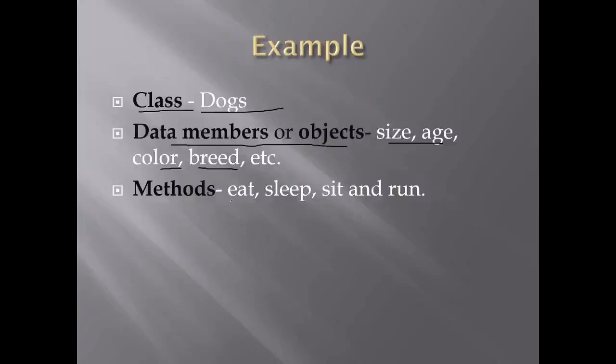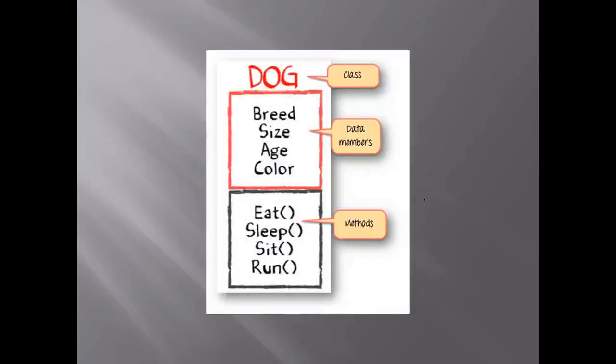And what are the methods? That is the behavior of the dog. So the behavior of the dog is eat, sleep, sit, run. There are actually many properties, but only those which are needed for your application, you are going to take. So our class name is dog and these are the data members, that is properties, and these are the methods which we are going to use: eat, sleep, sit and run. So these data members and methods we are going to use in our application.